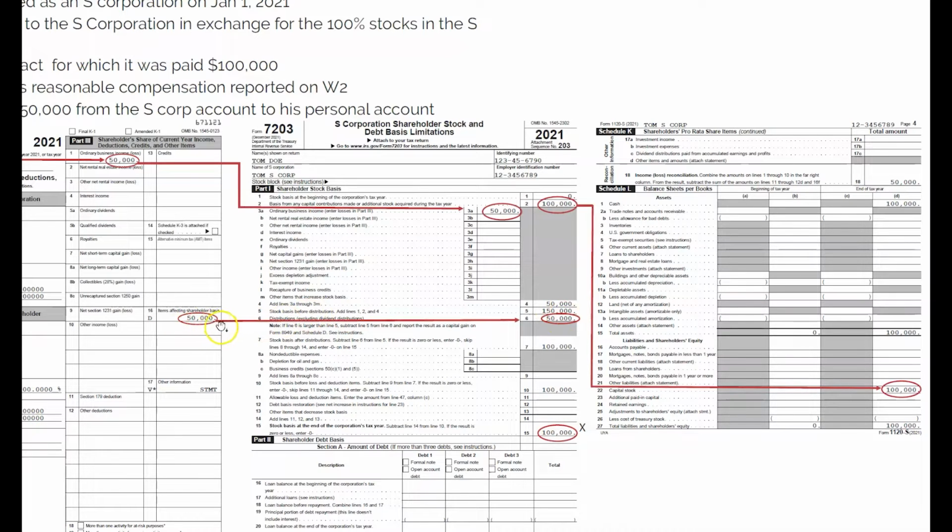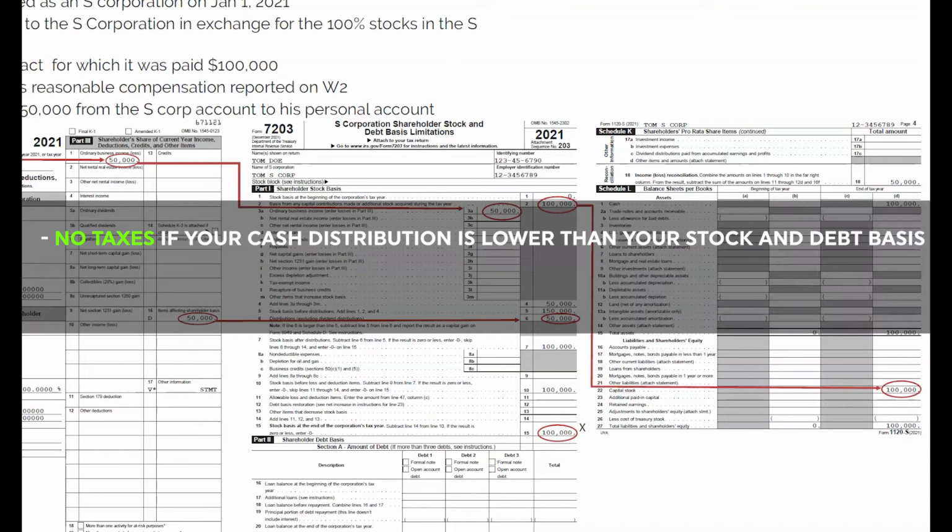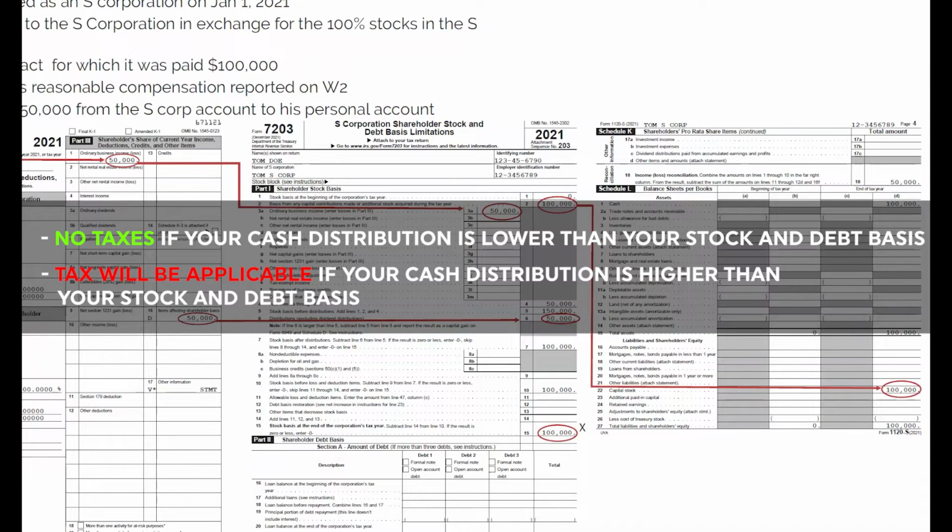Now the distribution you took, 50,000, is reported on line 6 here. This distribution is going to reduce your basis. So remember I said whether you're going to pay taxes on a distribution or not depends on the circumstances. If your distribution is lower than your basis, then there's no taxes to pay. If the distribution exceeds your basis, then you pay taxes on the difference as capital gains or losses.